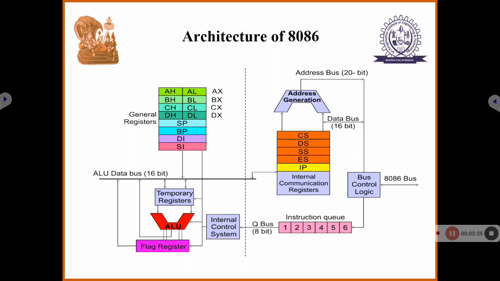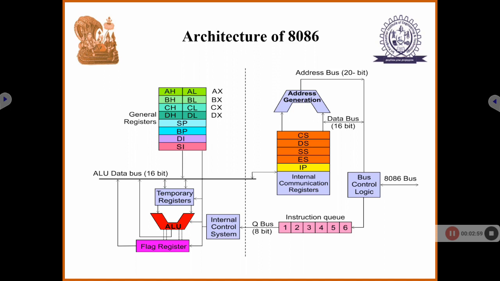So your data bus is of 16-bit in 8086. Address bus is of 20-bit. So how many memory locations it can access is 2 power 20. That is 1 megabyte of memory it can access. That is the main important specification of 8086.